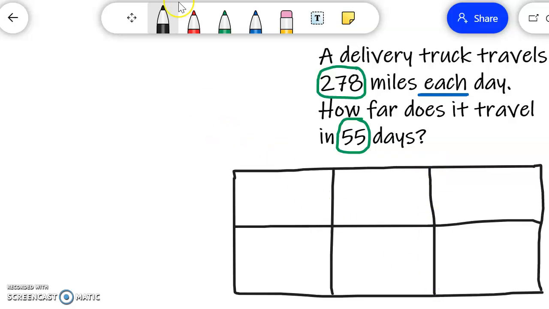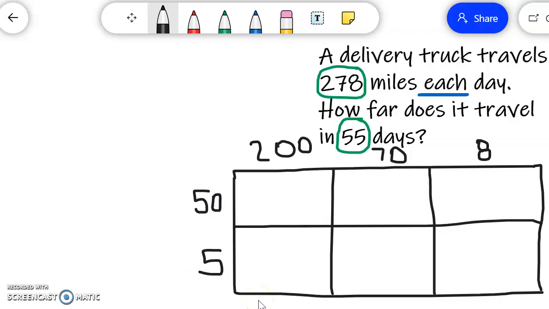The next thing that I need to do is decompose my 2 numbers using place value. So in 278, there's 200, then there's 70, and then there's 8. And then for 55, there's 50 in the tens, and there's 5 in the ones. Now I'm ready to set up my equations using the distributive property. So my first equation is 200 times 50.